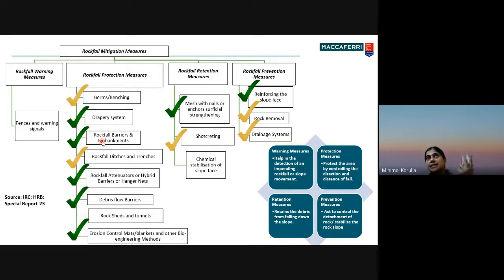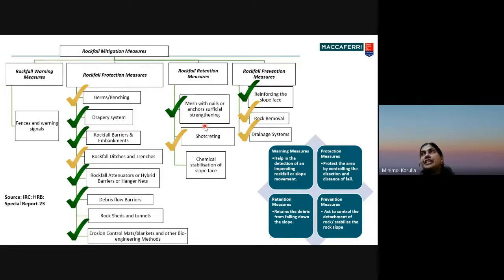How much potential energy it had there, and once it is detaching and moving, how much kinetic energy it is carrying, and what will be the final energy when it is hitting the barrier. And if the barrier can be designed in an effective way, it can be used a number of times. Then there are other types of systems also. I'm not going into them so much, so that it will not suddenly become an overdose for you. Then there are rockfall retention measures.